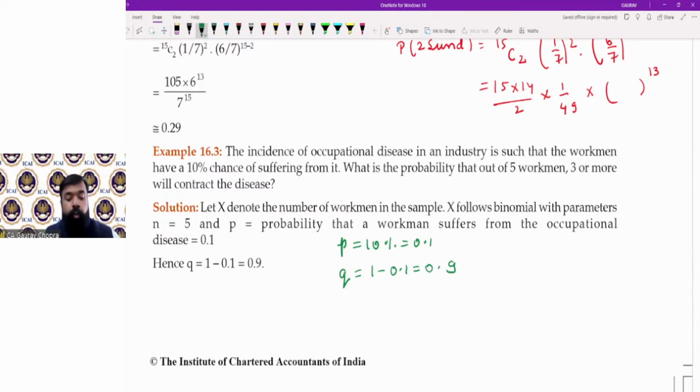This is Q. What is the probability that out of 5 workmen, so N is equal to 5, 3 or more will contact the disease. 3 or more will contact the disease. So X will be how much? So X will be 3, 4, and 5 because 3 or more is written here. Therefore, X will be 3, 4, and 5. Now you can simplify.